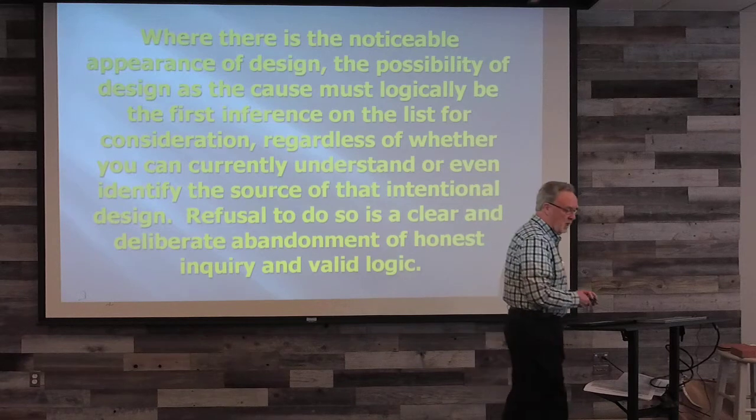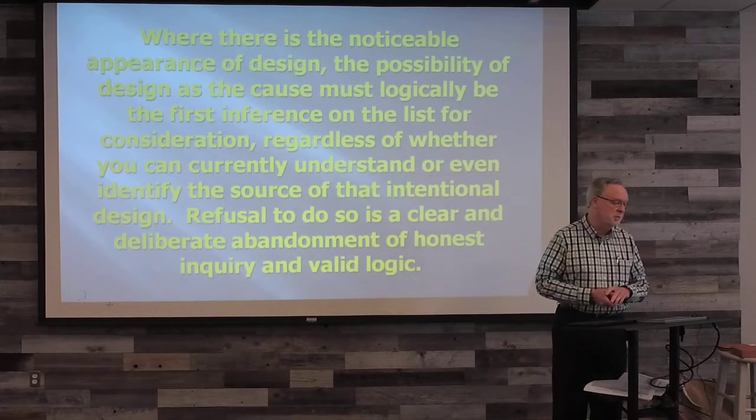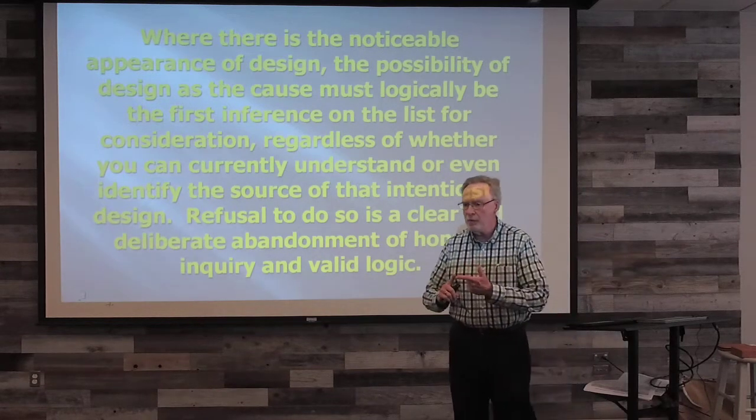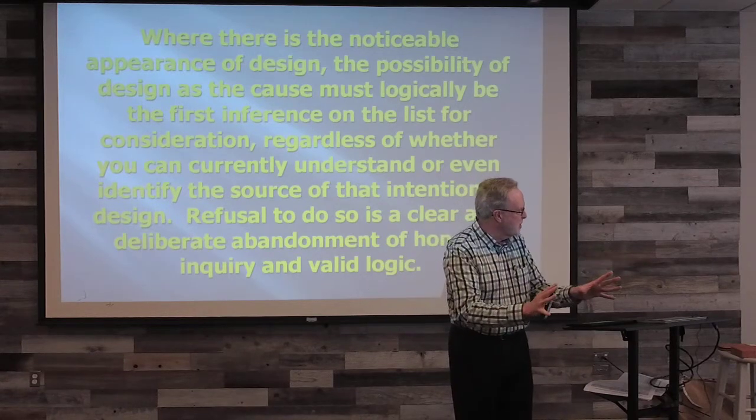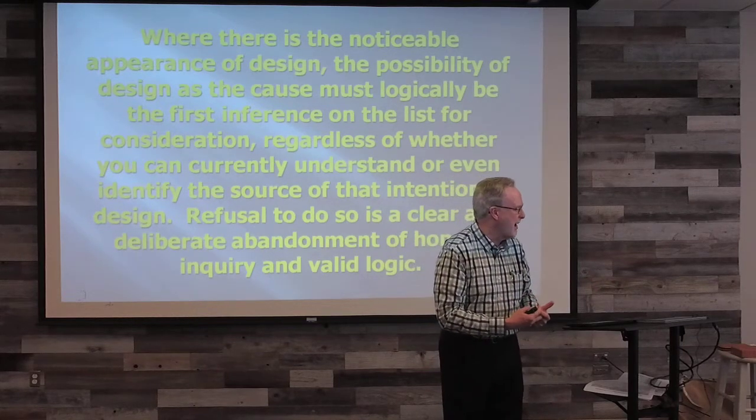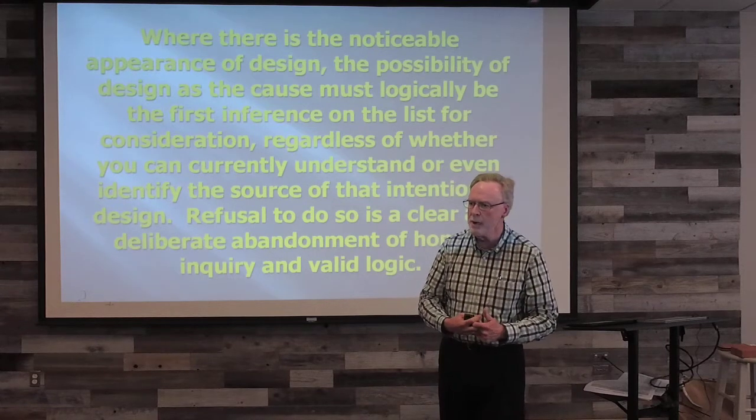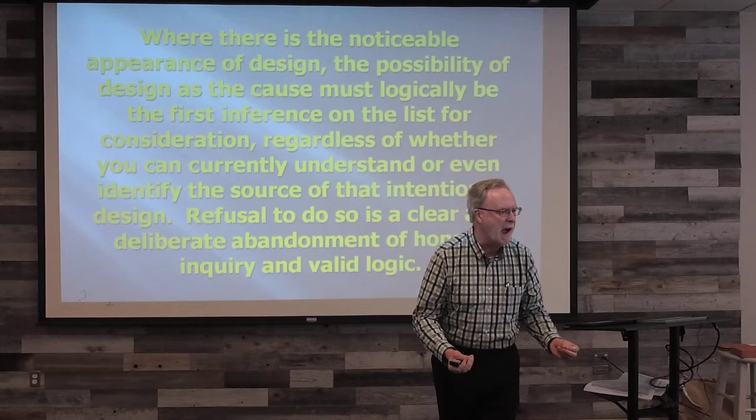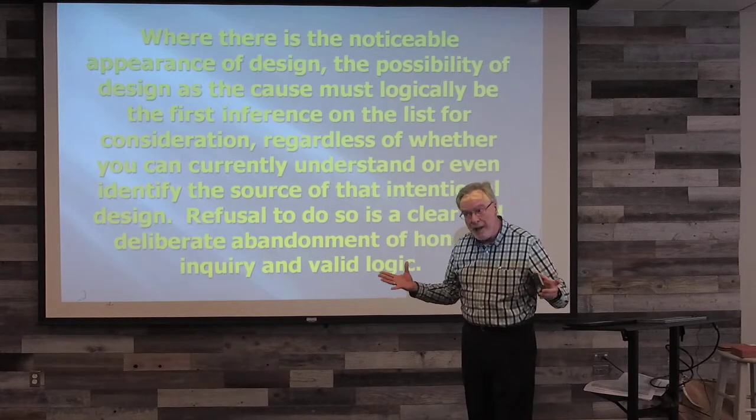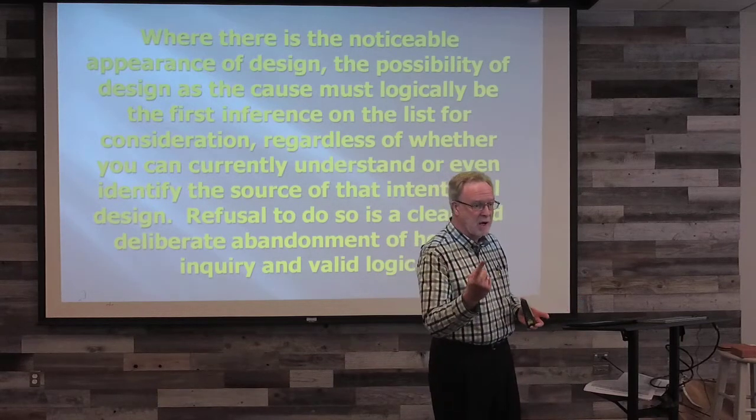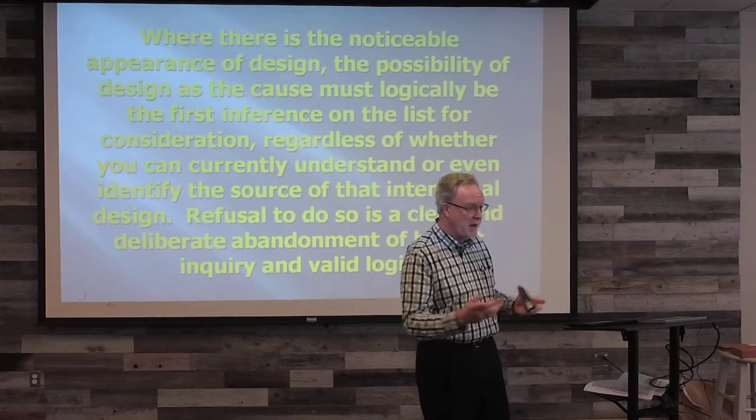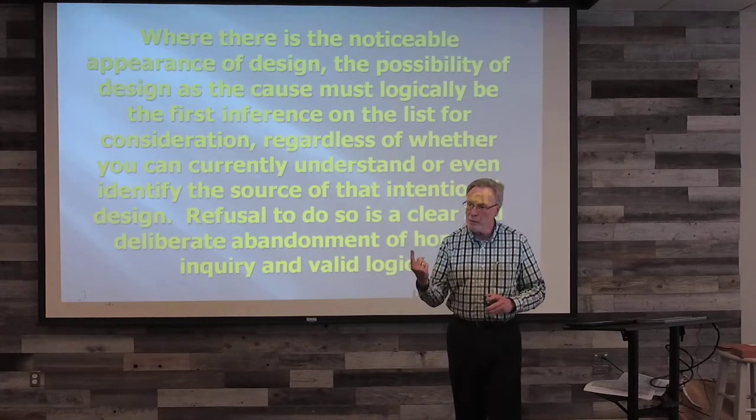Well, here's what I will tell you. This is a quote not from a noted scholar, but simply from me. Where there's the noticeable appearance of design, for example, the precise structure of this universe and this planet, and the forces that work in it, or the initial appearance of life, this incredibly complex thing that nobody can explain, it reeks of design. Where there's the noticeable appearance of design, the possibility that design might have happened has to be the first thing on your list for consideration. Now, in fairness, it's not the only consideration. We need to consider every competing theory, and we're trying to do that. But it has to be number one on your list.